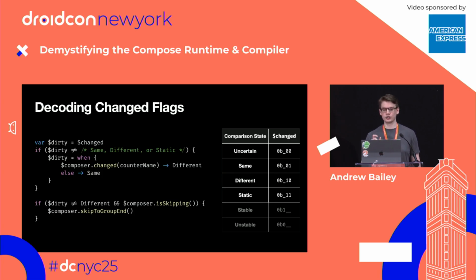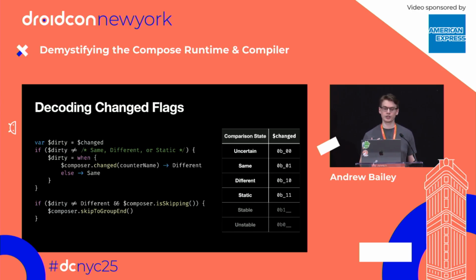This is a special argument that is injected by the compiler. If you have a runtime or a compile time constant that you are passing in for any one of the arguments to a composable function, it can be marked as static, which means that it is known to never change, and we never need to do the comparison under any circumstances for it.